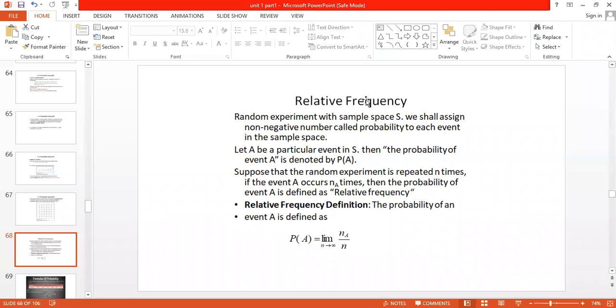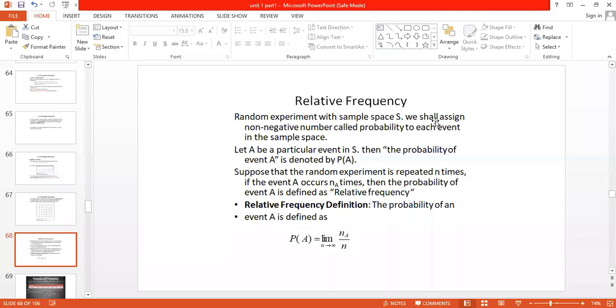Now we'll discuss how we define probability by relative frequency. Here we conduct a random experiment with a sample space S. What is a sample space? The sample space has all possible outcomes of an experiment.